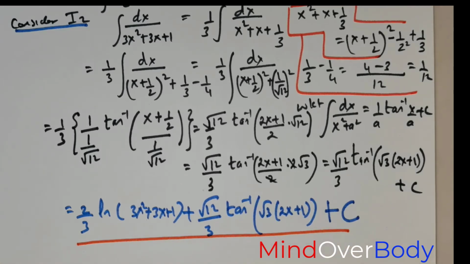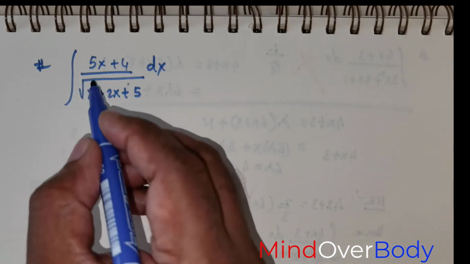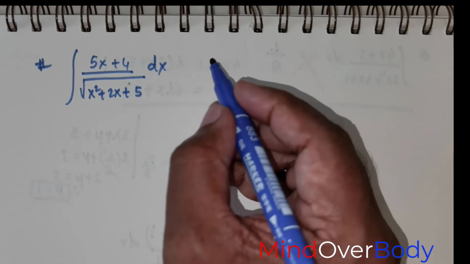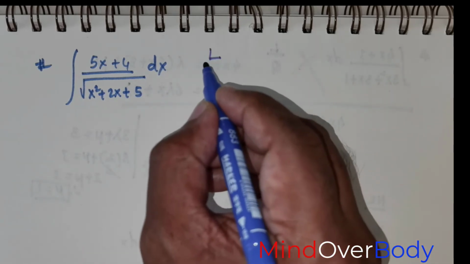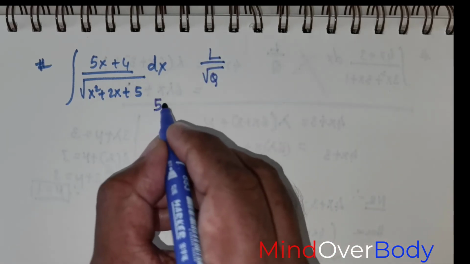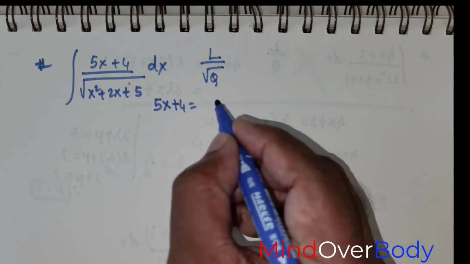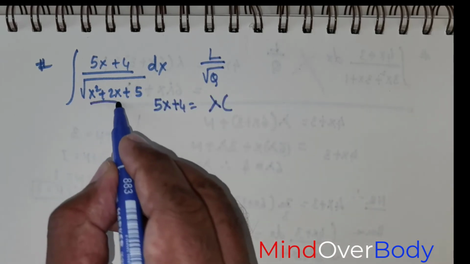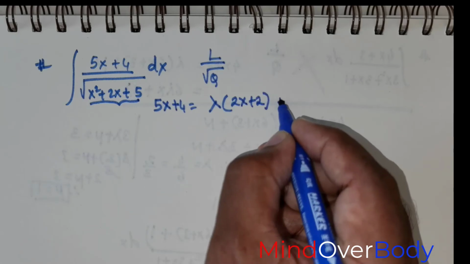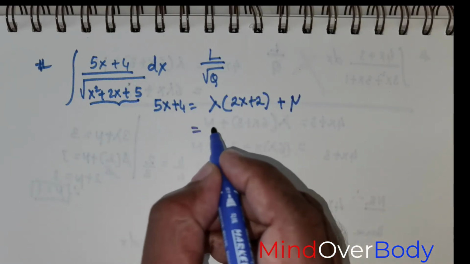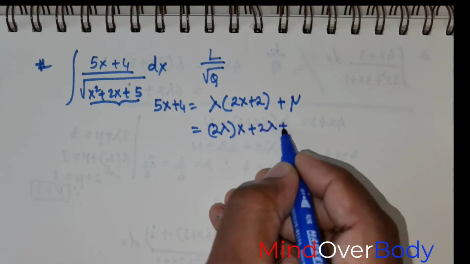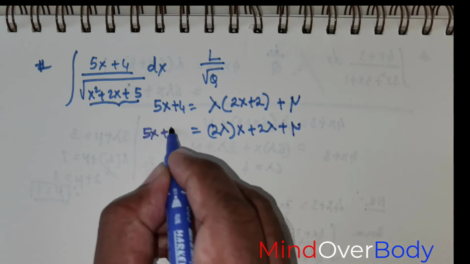This is a good place for us to draw the red line. Students, we are given this question: the integral of 5x plus 4 over the square root of x squared plus 2x plus 5, times the differential operator dx. This is of the form linear over root of quadratic. For that, you would have to take the numerator and rewrite it as lambda times the differential of the quantity inside the square root, that is 2x plus 2, plus some mu. If I rewrite this, it is 2 times lambda times x plus 2 times lambda plus mu, equal to 5x plus 4.